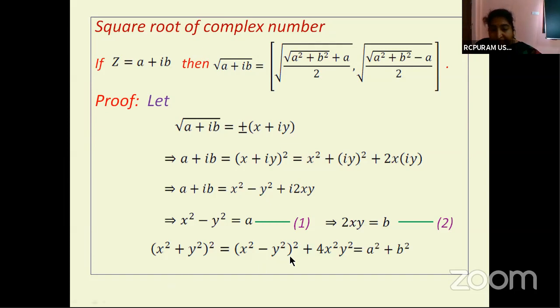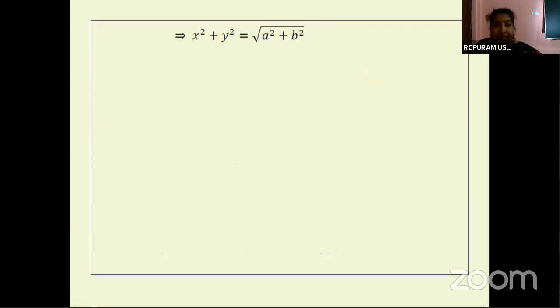X square minus Y square is nothing but A. So you are getting it as A square plus 4X square Y square, which is nothing but the square of this, isn't it? 2XY whole square is 4X square Y square, which is nothing but B square. Now X square plus Y square whole square is A square plus B square. Then when you remove that square, X square plus Y square becomes root of A square plus B square. We'll call this equation number 3.